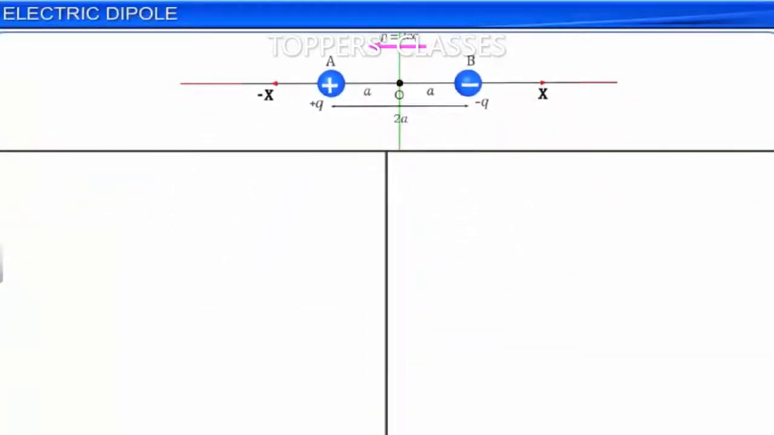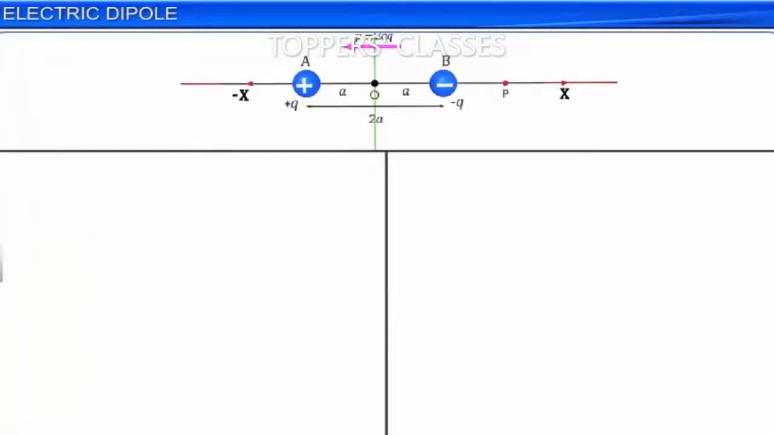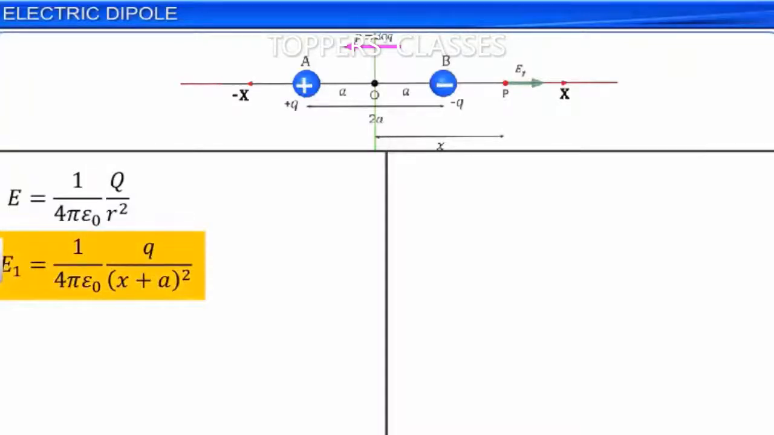Let us now obtain the electric field strength E at a point P on the axis of the electric dipole, which is at a distance x from the midpoint O of the dipole. The magnitude of electric field strength E due to a charge q at a distance r from it is given by E is equal to 1 by 4 pi epsilon naught into q by r square. Following the expression, the magnitude of the electric field strength E1 due to the charge plus q is equal to 1 by 4 pi epsilon naught q by (x plus a) square. Let this be equation 1. The direction of this electric field is opposite to that of the dipole moment.